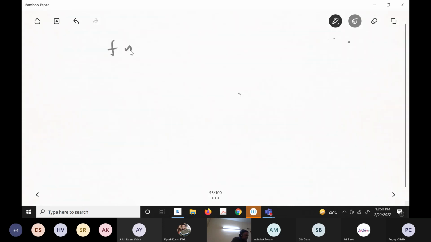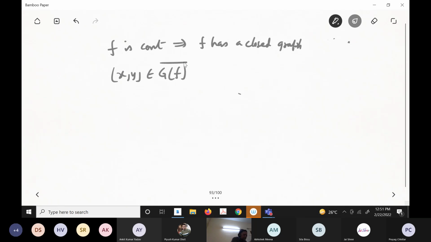F is continuous implies f has a closed graph. So take (x, y) belonging to the closure of G_f. Look here, G_f bar is a closure. This is in the space x cross y. That you'll have to say. You'll have to mention, since x is first countable and y is first countable, x cross y is first countable. So any closure point can be approximated by a sequence.